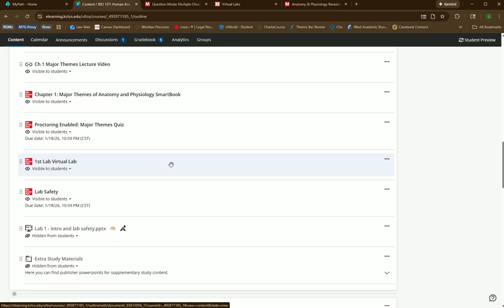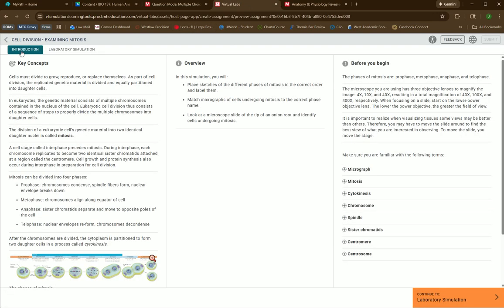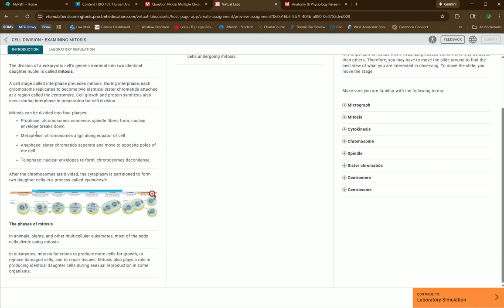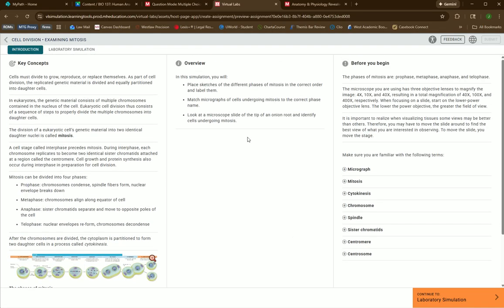You'll have a combination of virtual labs and APR labs. First we'll do a virtual lab. If you click on a virtual lab, one will open up. I just did a random one examining mitosis, and this is what that looks like. It'll tell you the key concepts that this virtual lab is going to hit, so you want to read through that. Then there's an overview of what you're going to be doing in the simulation, and then, before you begin, what you need to know.